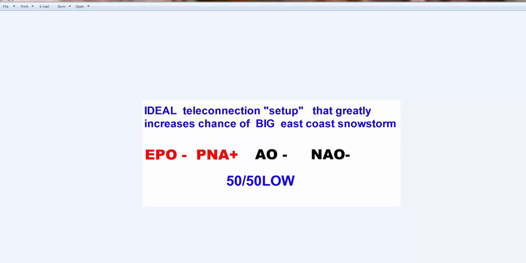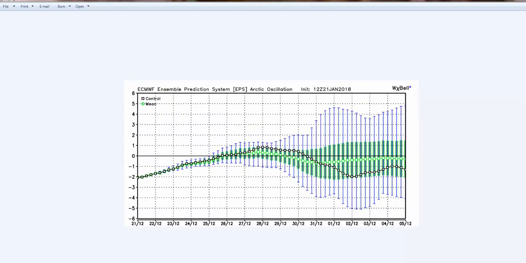Okay? Good. Now, what happens? Well, this is the Arctic Oscillation from WeatherBell, and you can see it goes out into early February. We want to look at the green line, not the black line. The green line is the ensemble mean, and you can see it's almost dead flat neutral. It goes a little bit negative. I wouldn't call it negative. Let's just call it neutral. Okay, that's what it does here coming up.